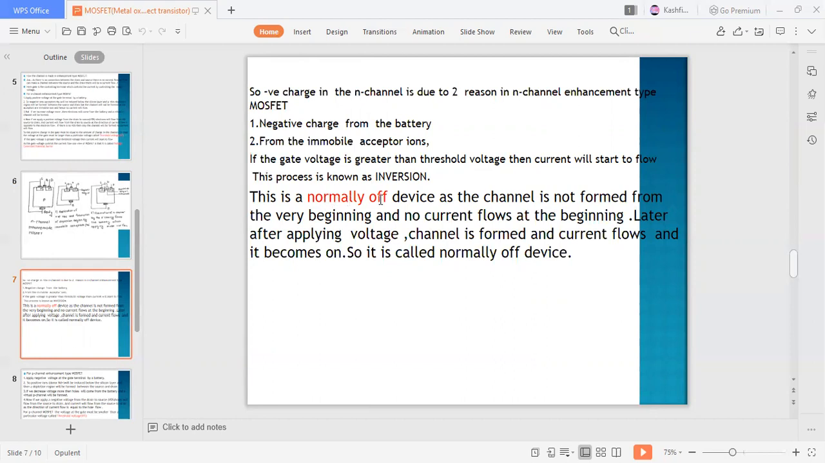This is a normally off device as the channel is not formed from the very beginning and no current flows at the beginning. Later, after applying voltage, channel is formed and current flows and it becomes on. So it is called a normally off device.